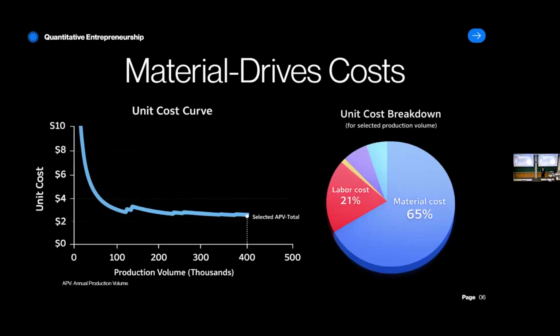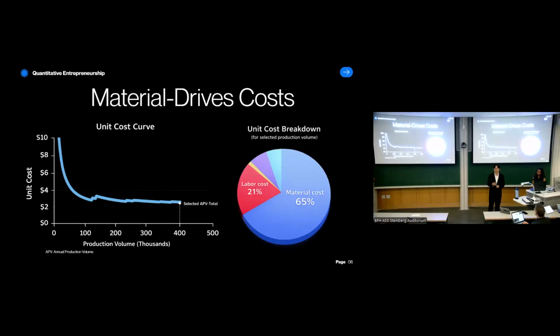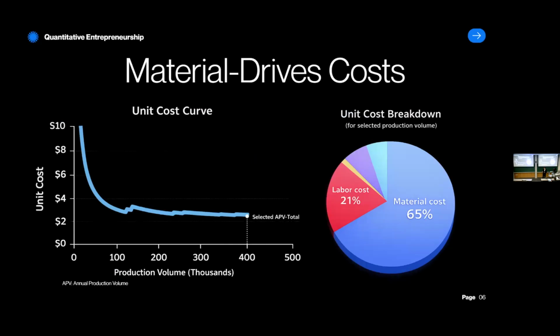Based on this, we use a production cost-based model. This is a model based on real-world cost evaluation, but at a smaller scale. We use five main cost features, which are material, labor, energy, tooling, and machine cost. We plot our unit cost curve on the left plot. As you can see, as the production volume increases, the unit cost decreases. When the production volume reaches around 100,000, the unit cost starts to stabilize. After that, the cost is around $2 to $3 per unit.